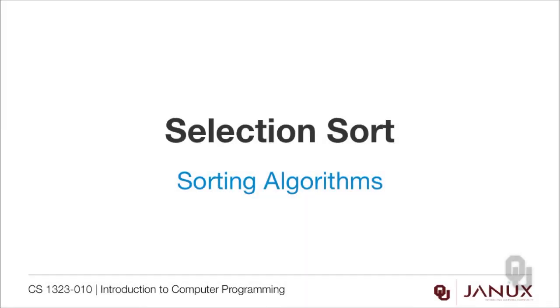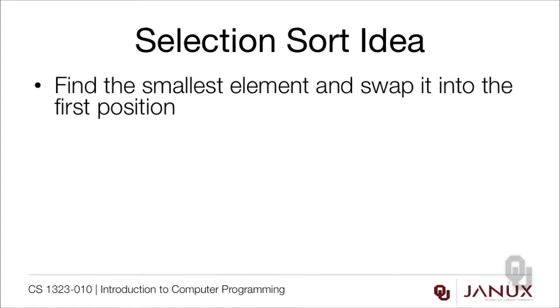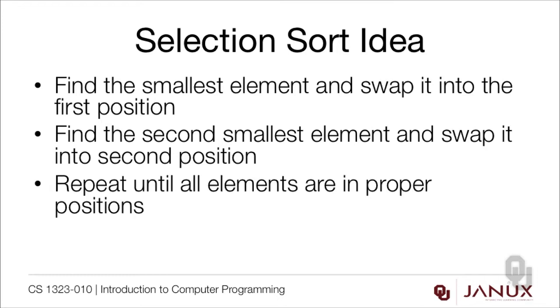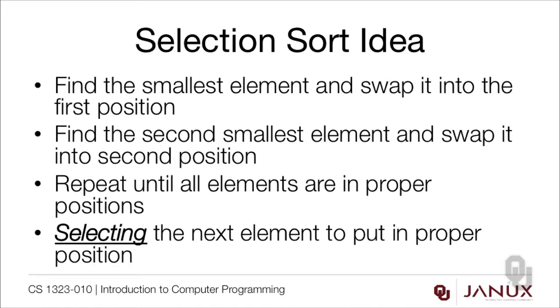Let's continue our study of sorting algorithms by examining selection sort in detail. Here's the idea behind selection sort. You want to find the smallest element and swap so that it's in the first position. Then find the second smallest element and swap it into the second position. And you repeat until all elements are in their proper positions.